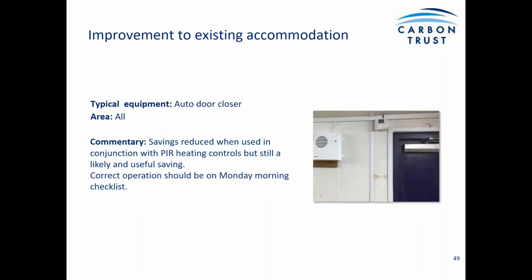And we talked about the maintenance issue with the auto door closures. Again, a common thing that you would see would be that these are inoperable or aren't functioning correctly. Obviously, the savings on the auto door closures would be reduced if the heating was on a PIR, but it's still a useful saving.